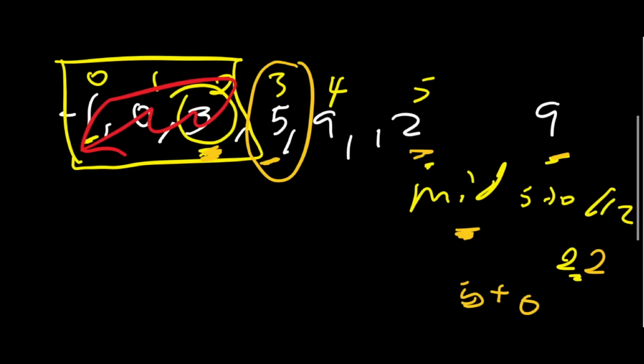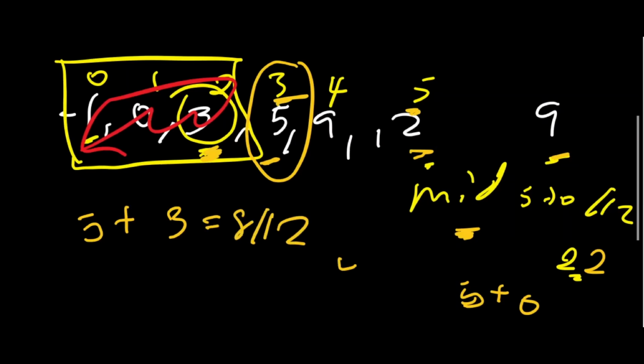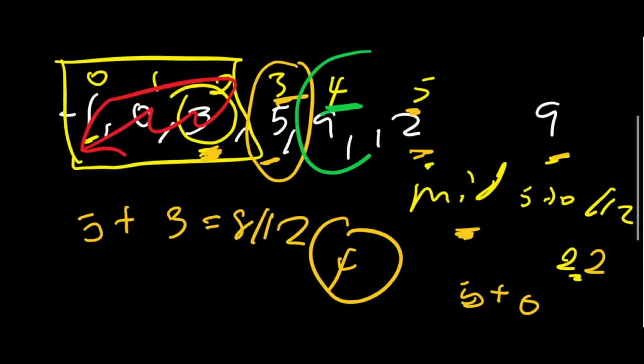So now if we try to find the middle again, we're doing 5 plus 3 for the index. Don't forget, we are summing up the index, not the actual numbers. 5 plus 3 is going to be 8, and if we floor it, we are given 4. So our new middle index is 4, which is this, right? This is our middle index now.